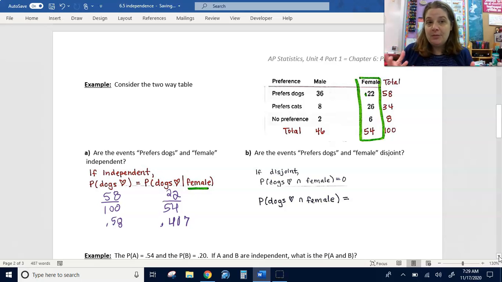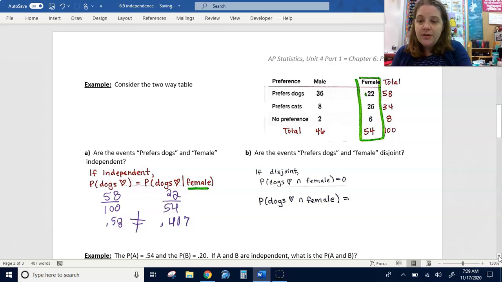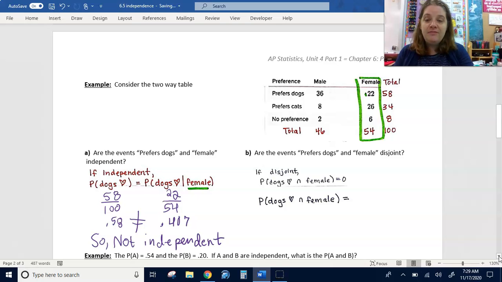All right, so my argument is if they're independent, then the probability that someone loves dogs would be the same as the probability that someone loves dogs given that they're female. Like the female shouldn't change that. But they do not equal. Those are not equal. So I would say they are not independent. What do I expect to see? I expect the probability and the conditional probability to equal the same thing. They do not equal the same thing. In fact, here's what they equal. So therefore, these are not independent.